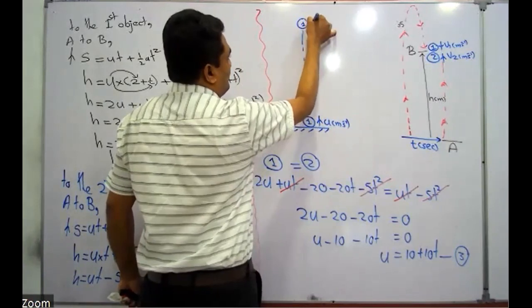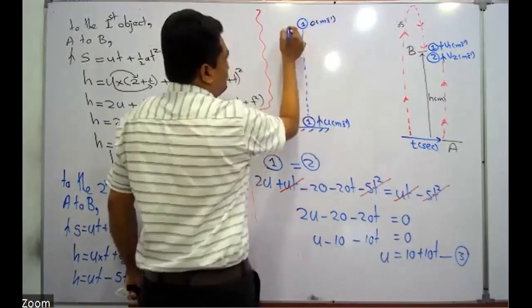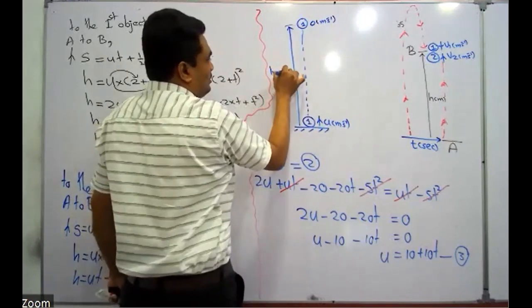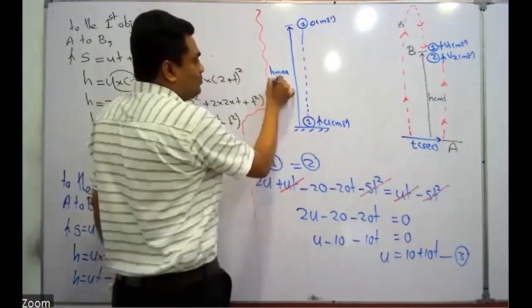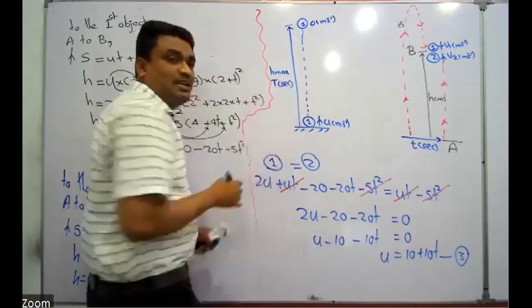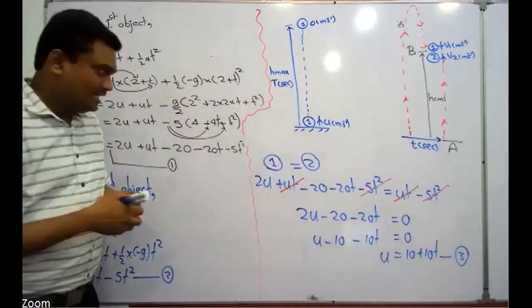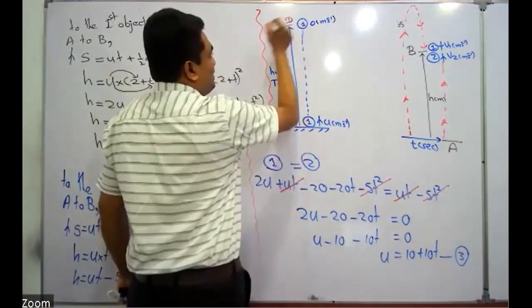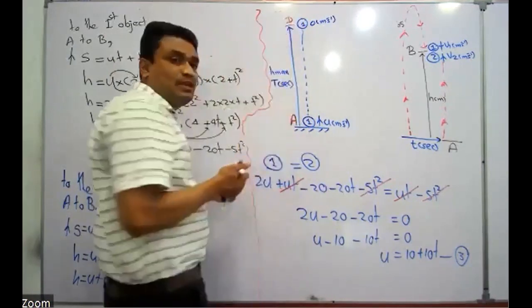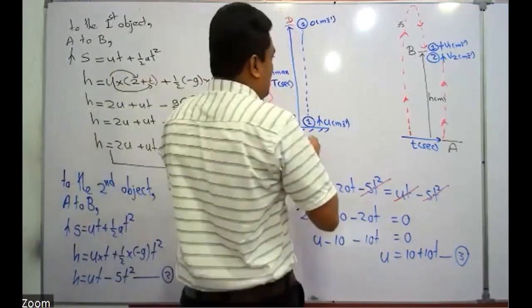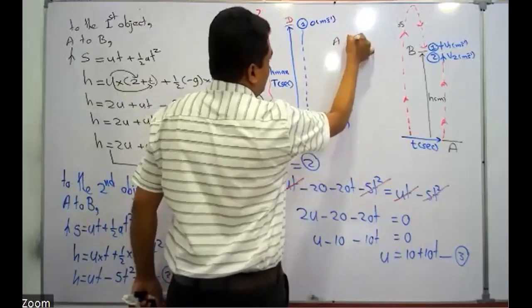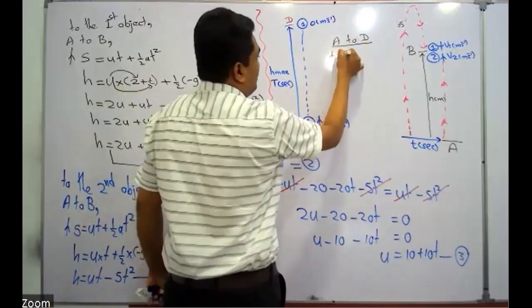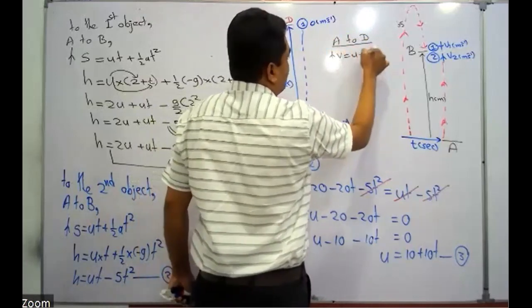At the maximum height, velocity is 0. Time taken for the object to reach the maximum height, let me take it as capital T. So the projected point is A, and the maximum point, let me take it as D. Now what can we do here? We can apply an equation from A to D. I can apply the equation v equals u plus at.